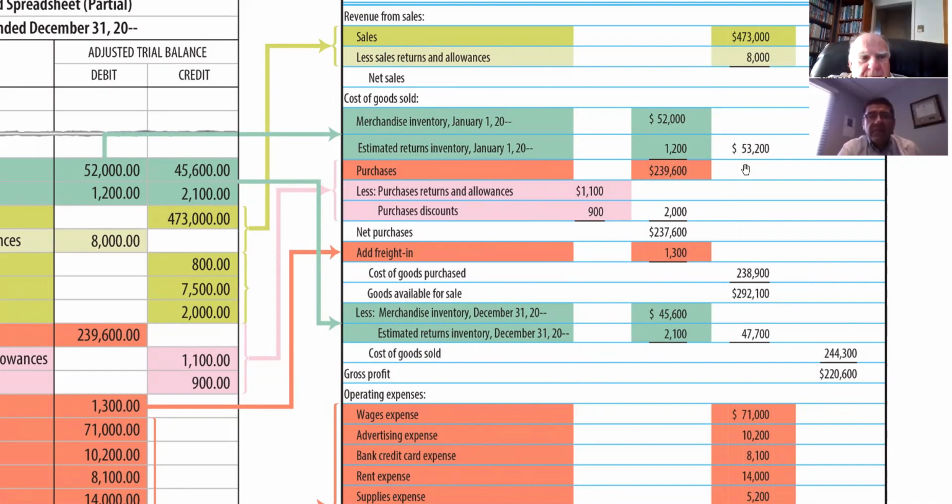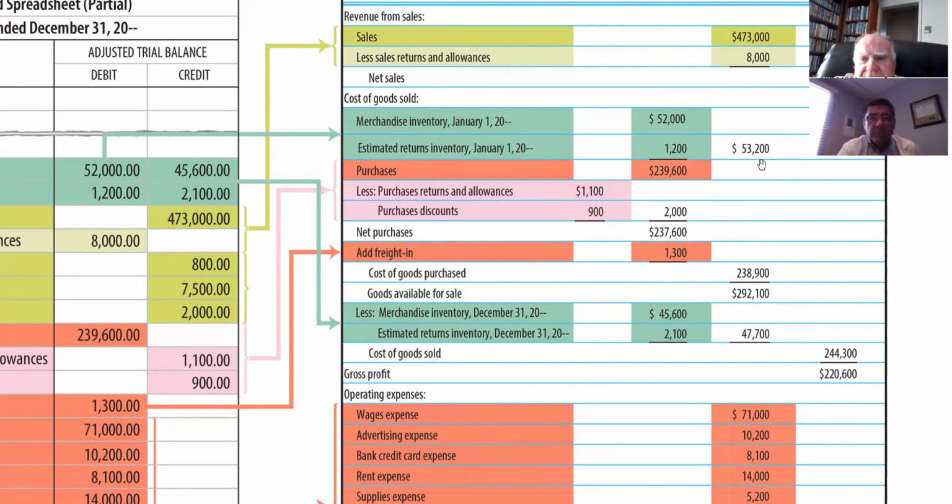I'm deliberately ignoring those estimate numbers. So your beginning inventory was 52. Then they had the estimate, which we'll put in there. And we add the cost of goods purchased. And now we're up to the famous goods available for sale. That 292,100, Rod, that's the most you could have possibly sold, right? Right. We had a beginning inventory of 53,000. We brought in 238 more, 292.